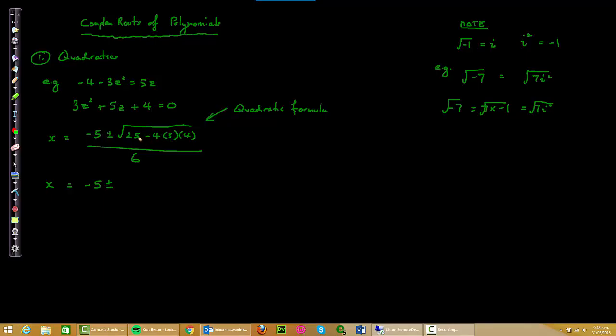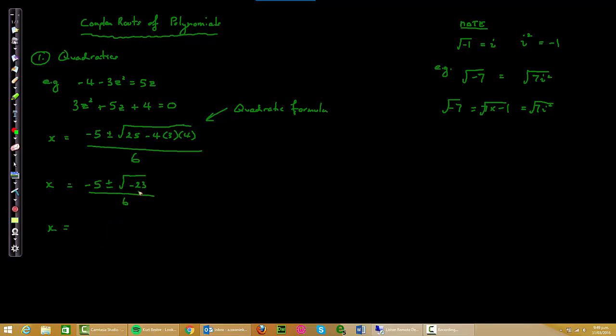Okay, this is going to be now 25. We need to do the multiplication here first before we do the subtraction. So 4 3s are 12. 12 times 4 is 48. So we're going to end up with 25 take away 48. So the difference between 25 and 48 is going to be equal to 23. So -23 we're going to end up with underneath that root sign. Just made an error there. Of course it's negative. And this all over 6.